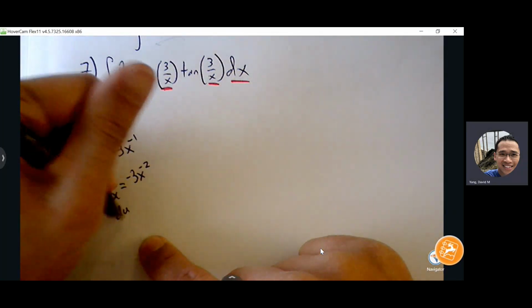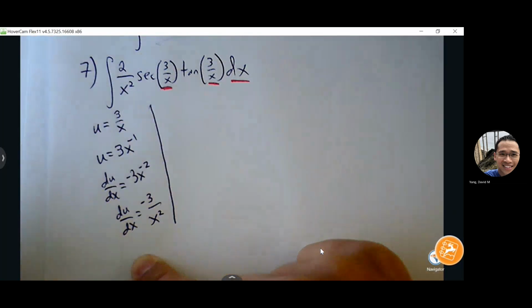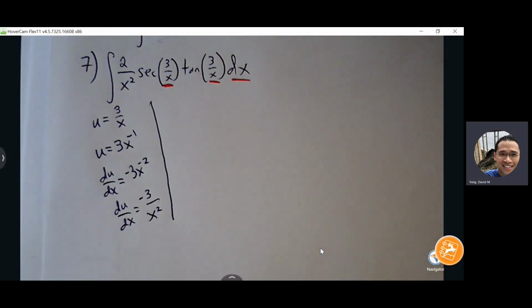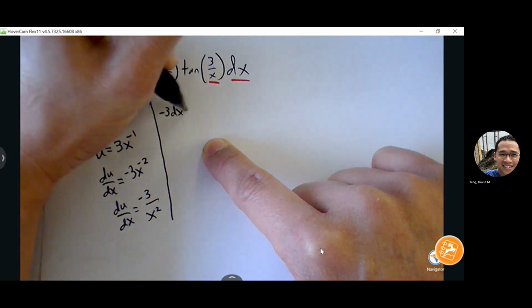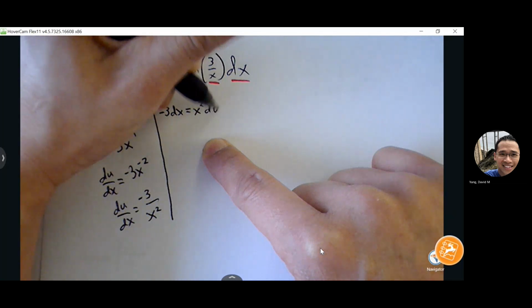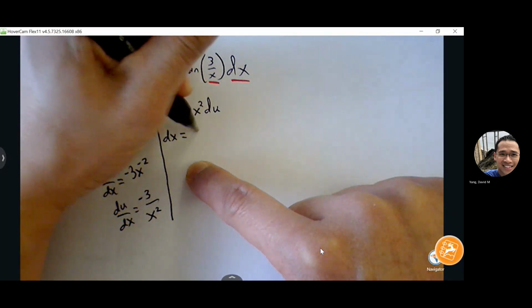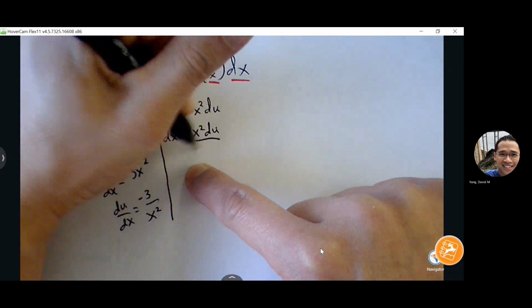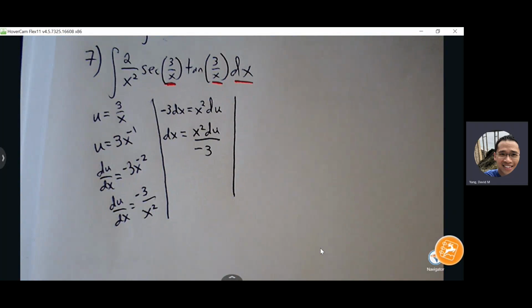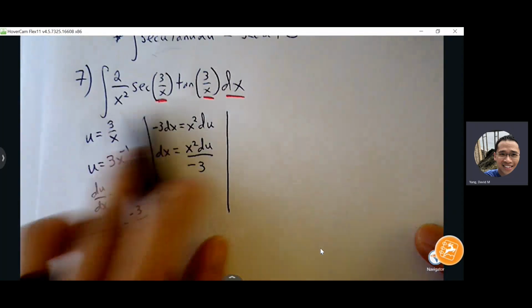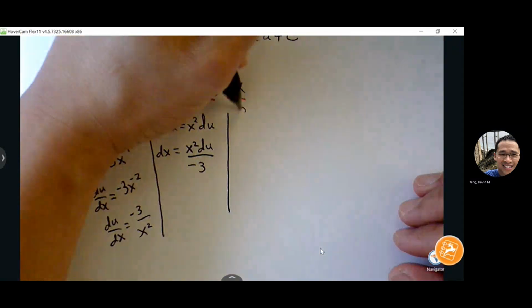Okay, let me do some cleanup here. Let me cross multiply, and I'm going to solve for dx so I can make that replacement. All right, so everything that I need to replace, I can do. So I'm going to recopy everything that I see above here. I'm only going to make a replacement for what I've underlined.